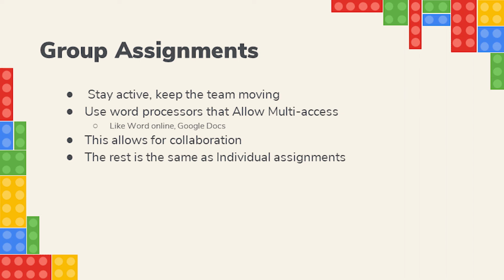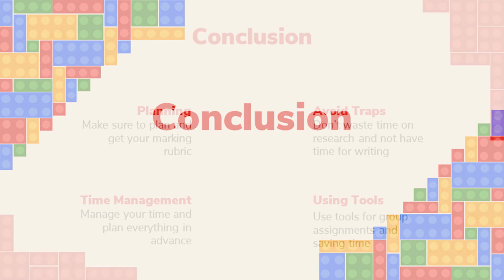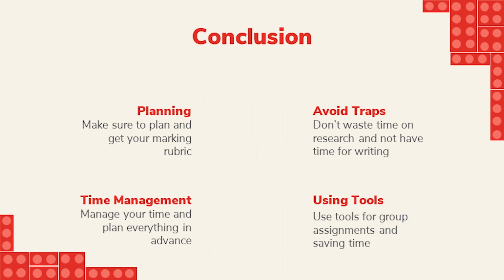So if I conclude, the 3 elements are: one is planning, the second one is to not get caught in the trap of too much research, and the last one is time management.